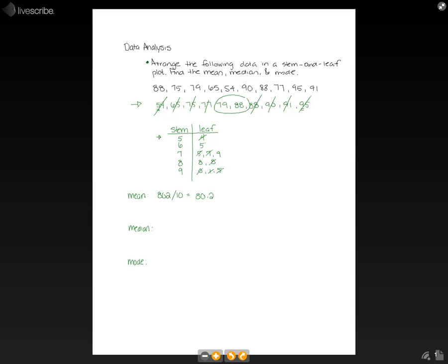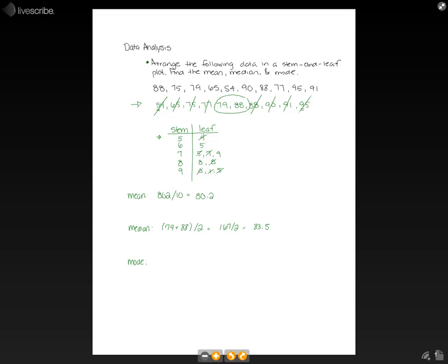Now to find the median, we take the average of that. So 79 plus 88, and we divide by the total number we're looking at, which is 2. That gives us 167 over 2, or 83.5 as our median.